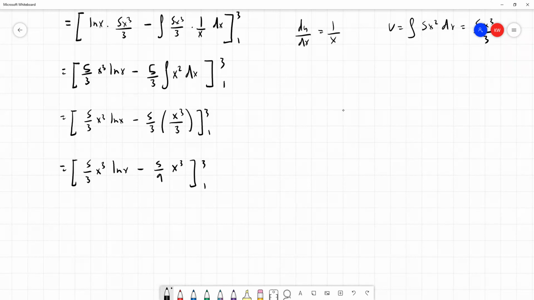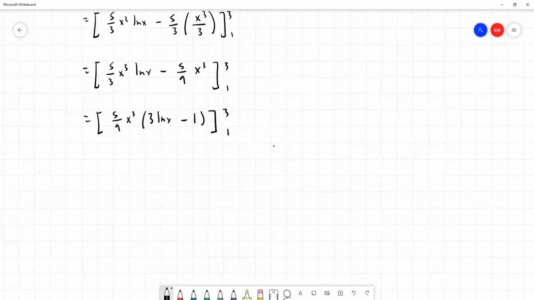Now, I did say that was the last line of working there, but it might make some sense to also take a common factor in here, because this can make the final steps in our calculation a little easier. So what we'll do is we'll take a common factor of 5 over 9 x cubed, which is going to give us 3 log x minus 1. Of course, our limits are 3 and 1. And now we'll substitute in our values here.